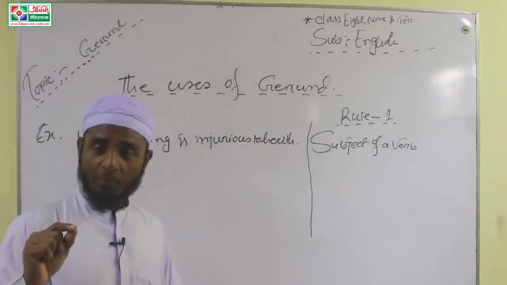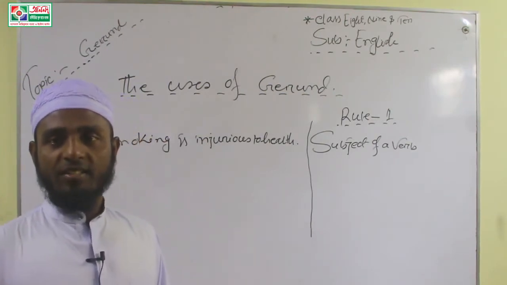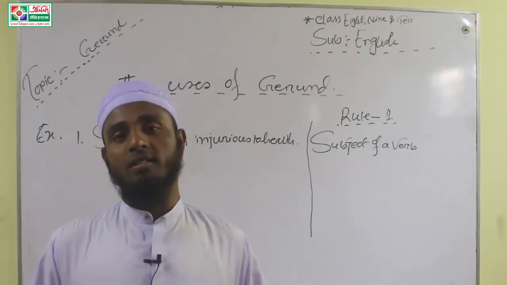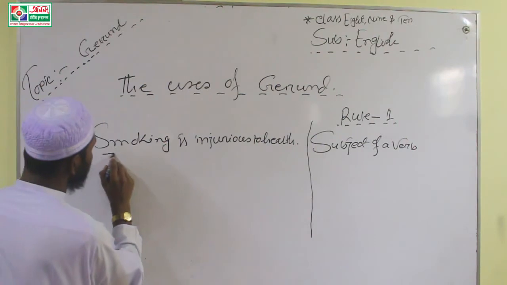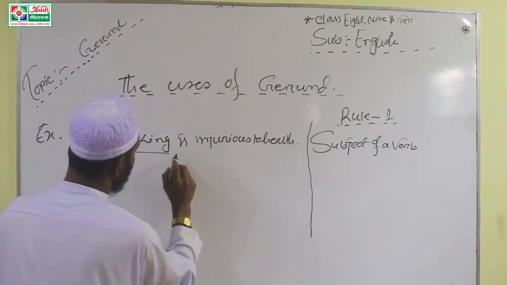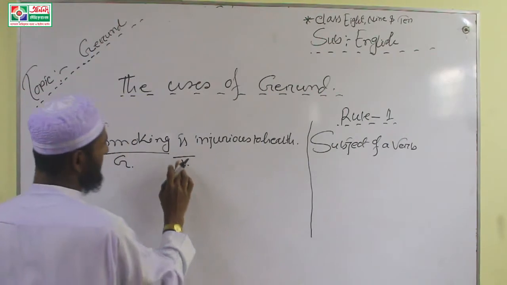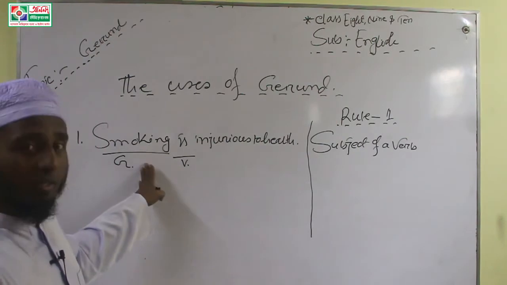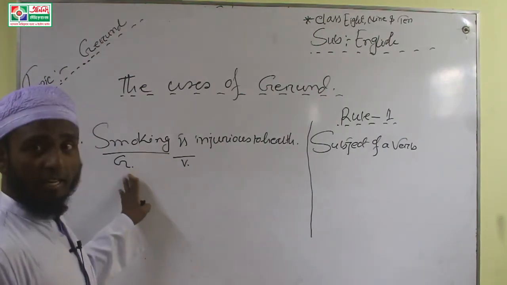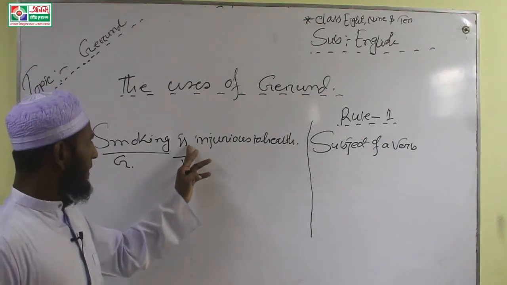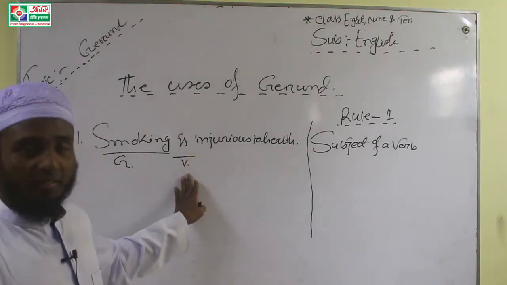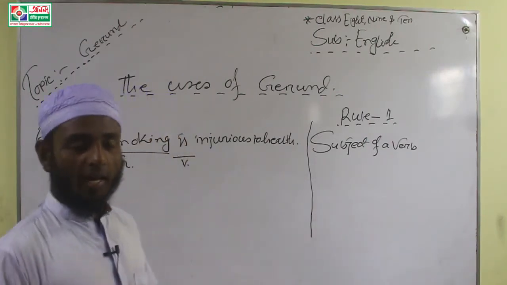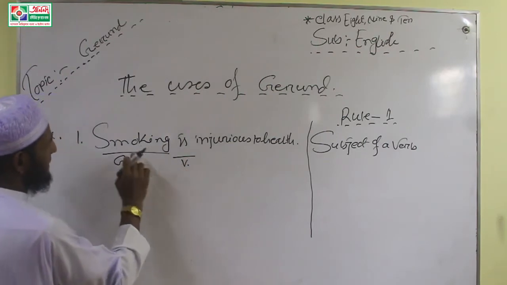Rather, a verb acts as a gerund. When a verb is used in the sentence as a noun, then it will be called gerund. Smoking is injurious to health. Here smoking is the gerund, a noun, and "is" is the verb, an auxiliary verb. So this is verb and this is gerund.